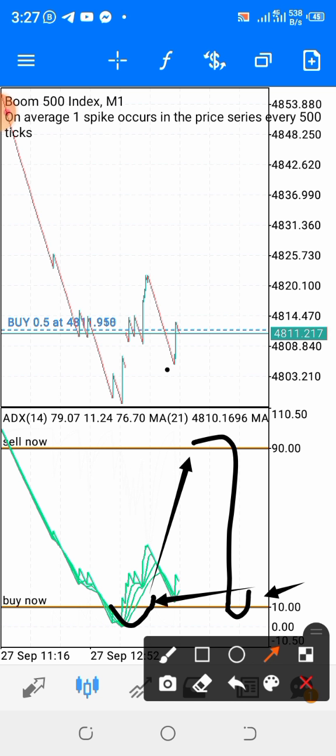If you are selling, it's just the same thing as buying. Opposite of buying is selling. So we should know that instead of level 10, we have level 90.